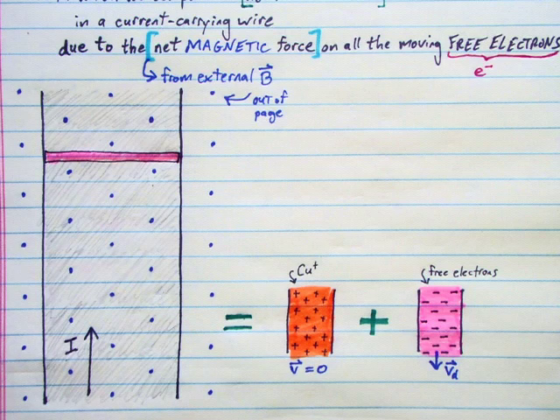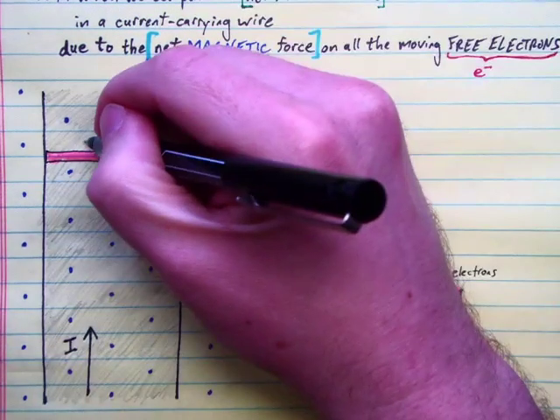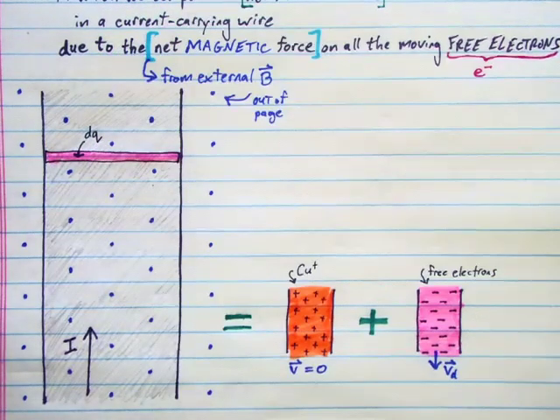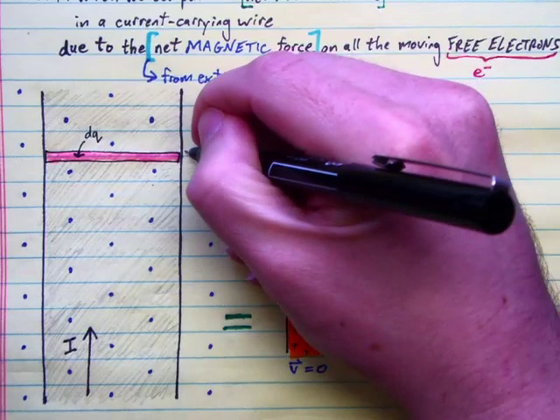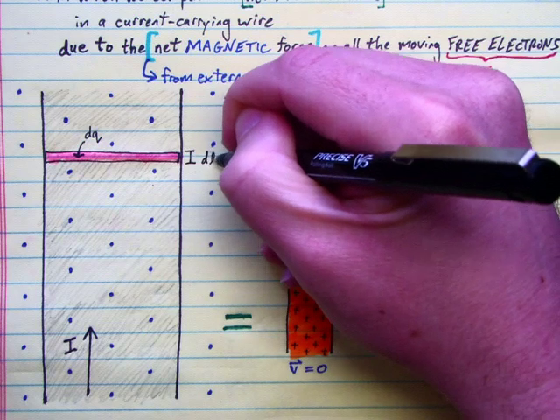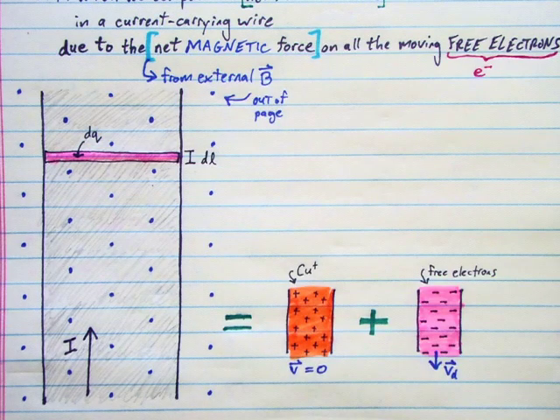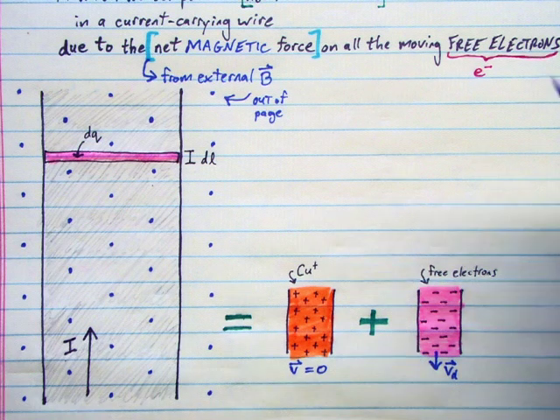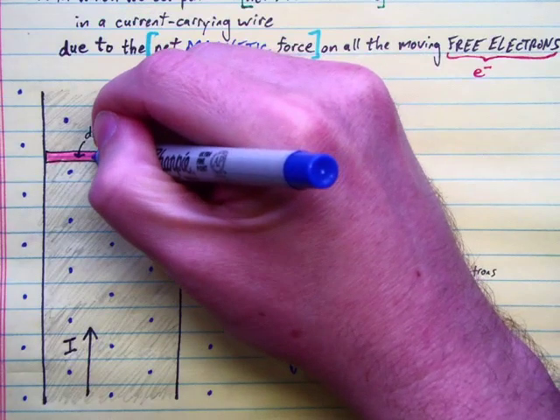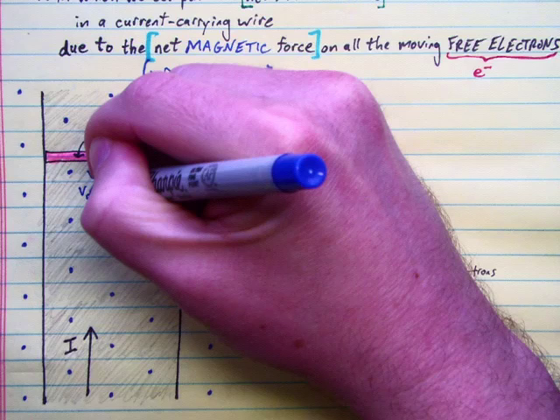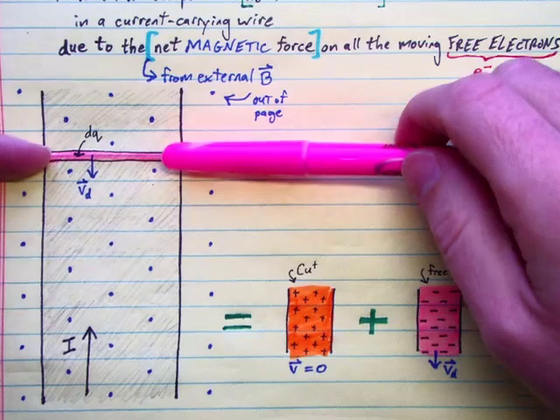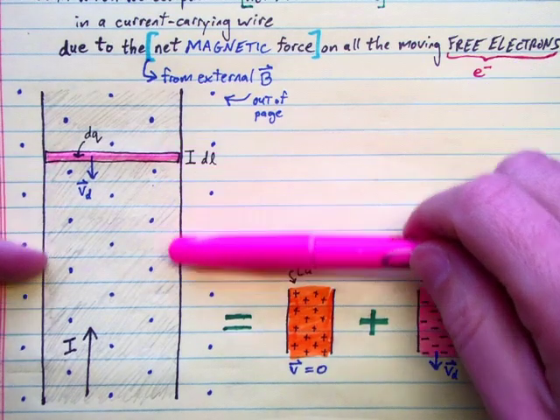Let's say all the free electrons in that slice contain a total charge dq. We'll make it a thin slice, so it'll have a thickness to it here, dl. And suppose they're all drifting downwards together with the drift velocity, vd. Okay, so this collection of charge is drifting down.